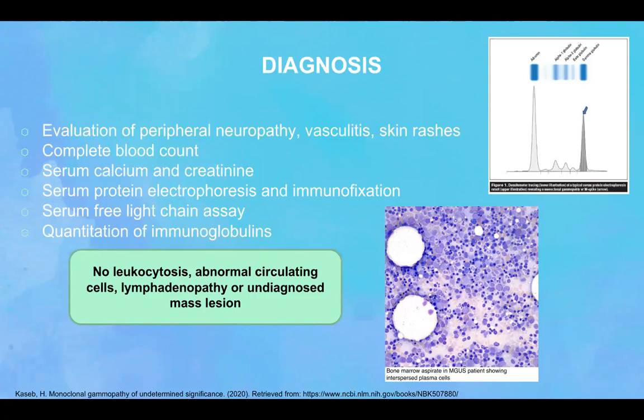We're going to discuss the levels of calcium and creatinine. We're going to do a serum and urine electrophoresis. And we're going to discuss the free light chain to know for sure what is happening with them. It's important to notice that if we find leukocytosis, abnormal circulating cells, or something that tells us that we are having another disease, the diagnosis of MGUS is not going to be the diagnosis that we're going to make.